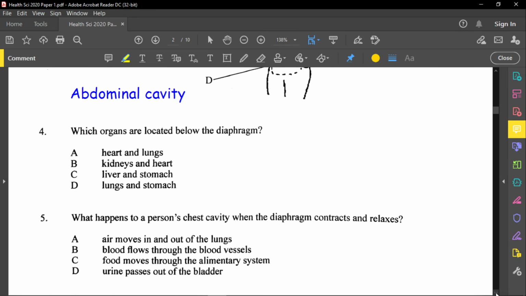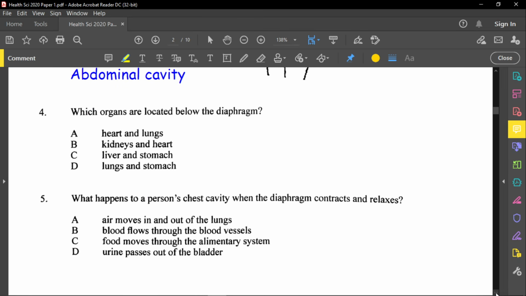Question number 4 said, which organs are located below the diaphragm? So we're looking at the organs that are found below the diaphragm. By looking at this, the heart is above, so the lungs and heart are above. The kidney is below the diaphragm, but the heart is above, so that is not the correct answer. The liver and the stomach, yes, they are both below the diaphragm. Again, the lungs are in the thoracic cavity, so D could not be the answer. Number 5.